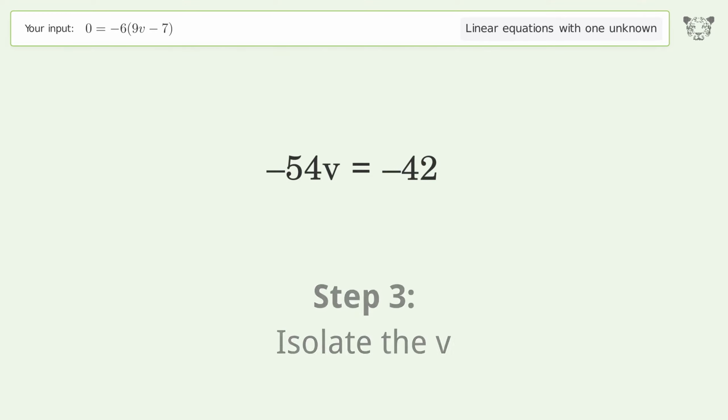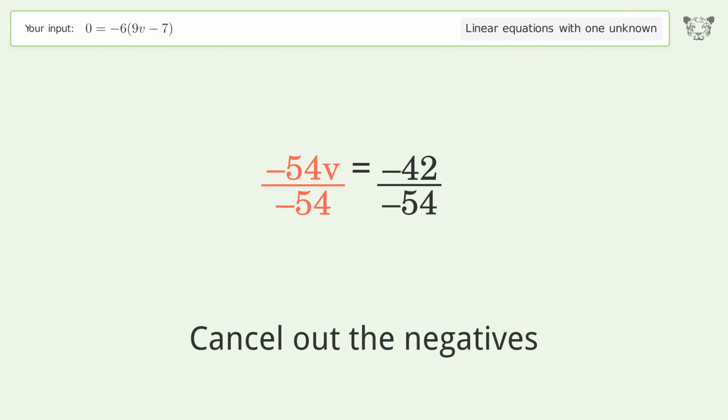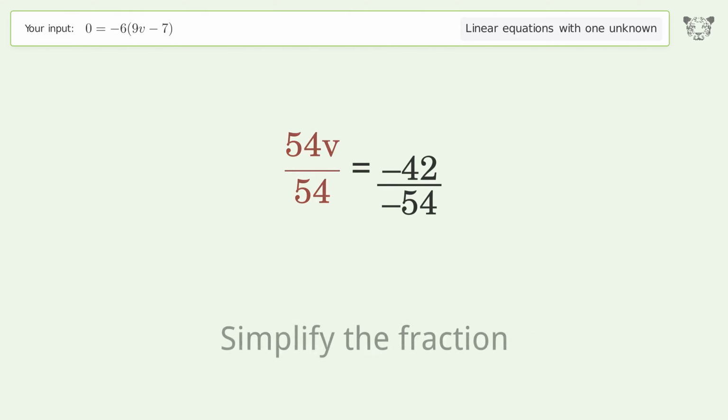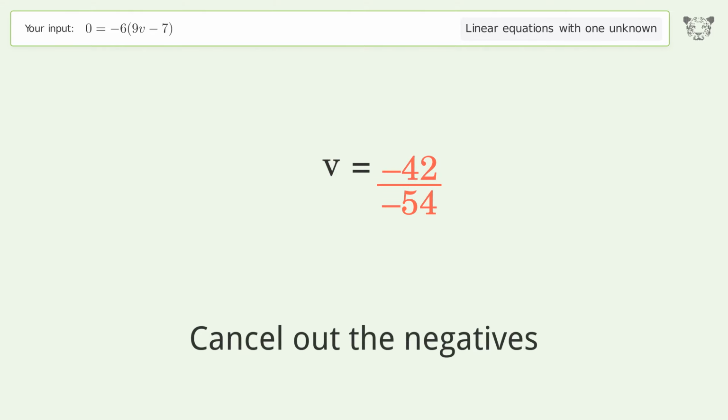Isolate the v. Divide both sides by -54. Cancel out the negatives. Simplify the fraction. Cancel out the negatives.